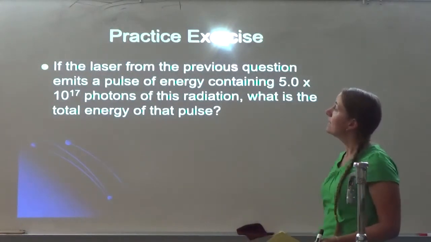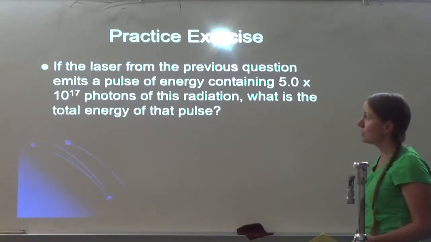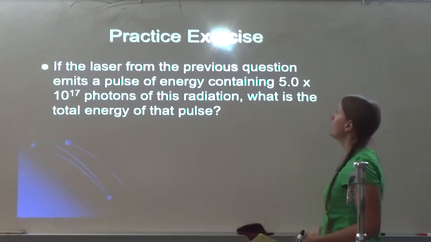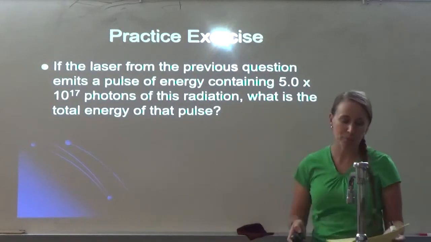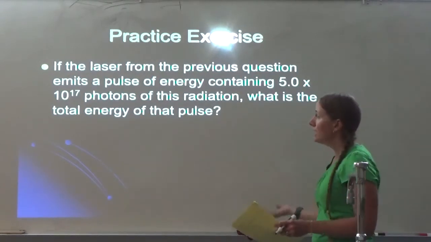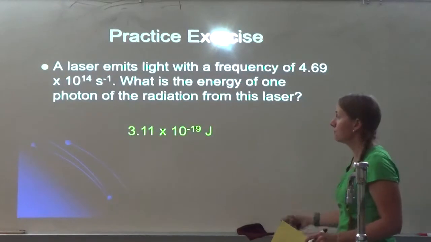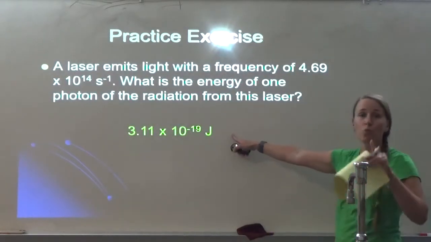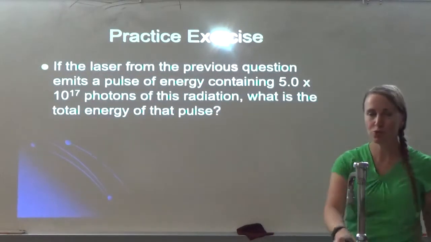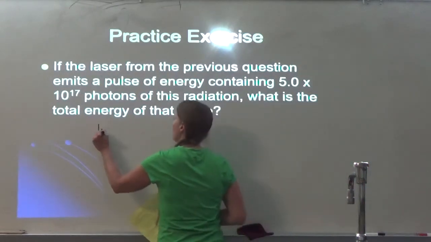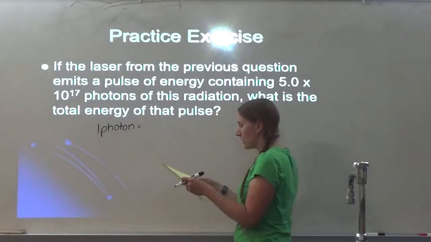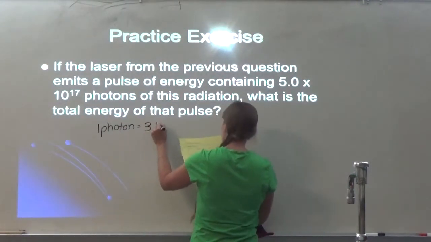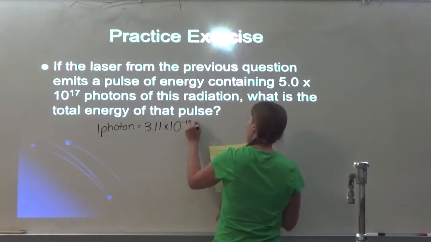So then it says, if the laser from the previous question emits a pulse of energy containing 5 times 10 to the 17 photons of this radiation, what is the total energy of that pulse? Okay, so y'all, when we calculated this number right here, this is the energy in 1 photon. Okay, so I can make that into a conversion factor. I can say 1 photon equals, and this is just our answer from the previous one, 3.11 times 10 to the negative 19 joules.